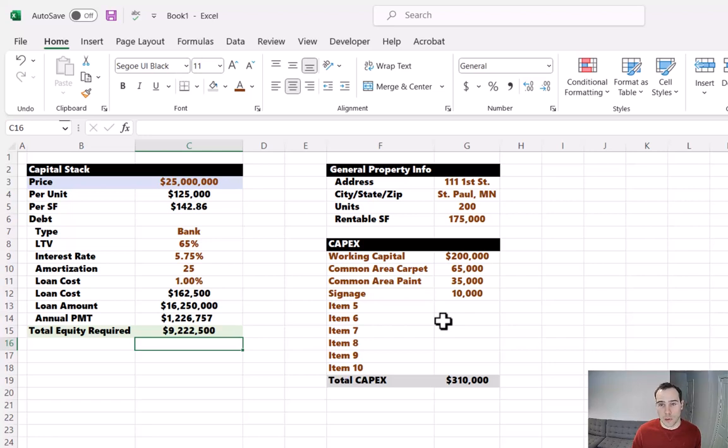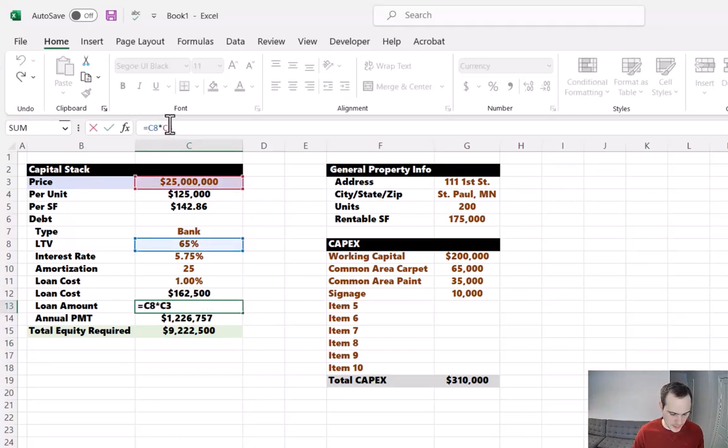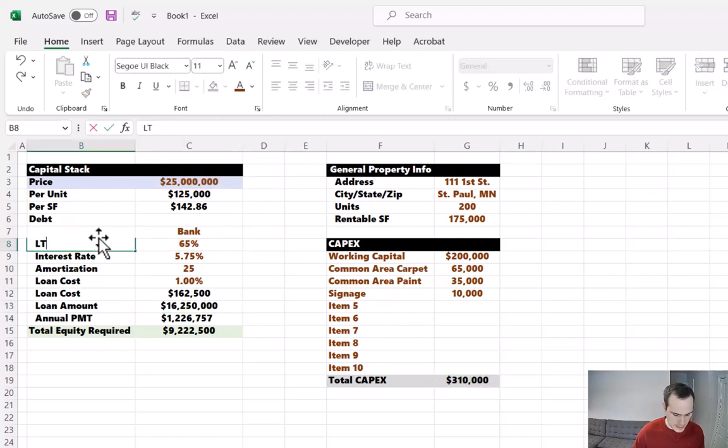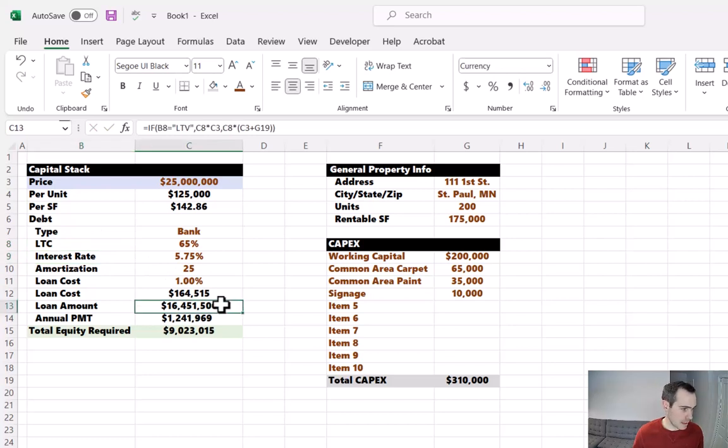Right now, it can only do a loan-to-value financing quote. So let's go back to the loan amount formula and adjust it to be able to handle LTC. So we're going to put an if formula in here. If B8, what currently says LTV, equals LTV, then we'll just take 65% times 25 million. But if it doesn't, meaning if it says LTC instead, then it's going to take 65% times the purchase price plus the CapEx. And we'll close that bracket. If we change it to LTC, the loan amount jumps up to 16.45 million.